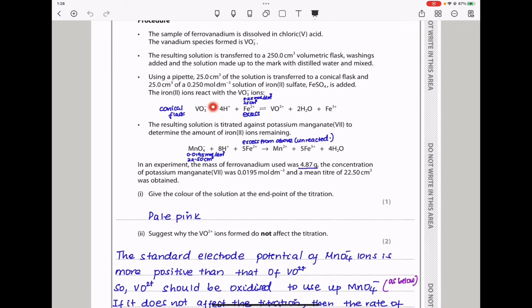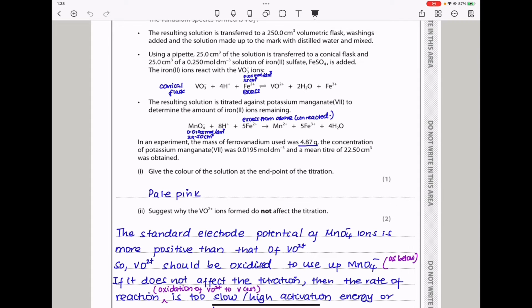So they've given us this equation, and then they say the resulting solution is titrated against potassium manganate 7 to determine the amount of iron 2 ions remaining. Again, for that, this is the equation. They say in an experiment, the mass of ferrovanadium used was 4.87 grams. The concentration of potassium manganate 7 was 0.0195 mol/dm³, and the mean titer of 22.50 cm³ was obtained. They say give the color of the solution at the end point of the titration.